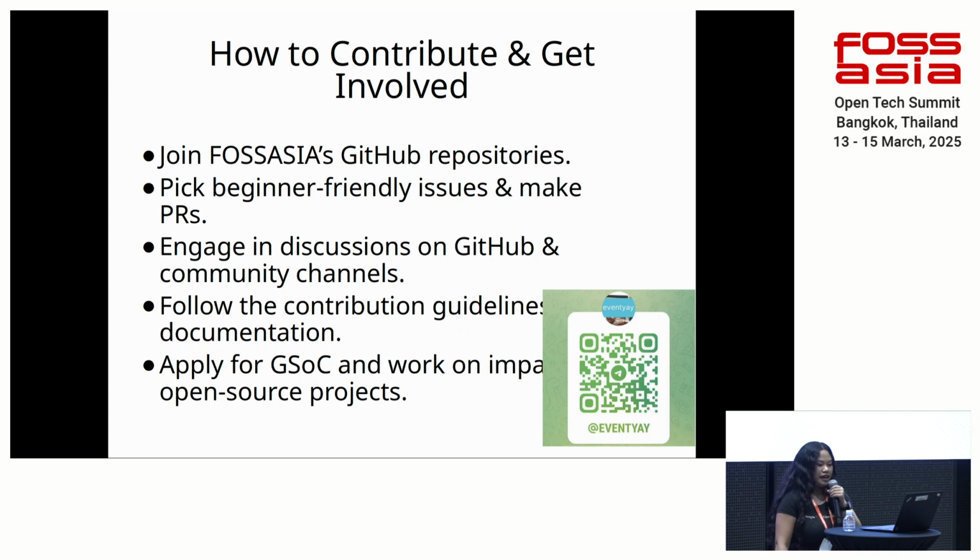So how to contribute and get involved? Join the FOSSASIA GitHub repository. You can start with a smaller issue, try to make PRs, and get used to the ecosystem that Eventyay has. Also, you can engage in discussion on GitHub or the community channel, which is the QR code there, our Telegram Eventyay support. And yeah, follow the contribution guidelines and documentation. And good luck with applying for GSoC.